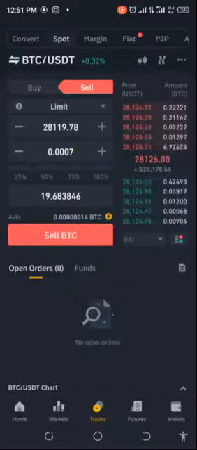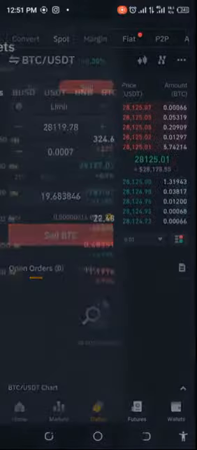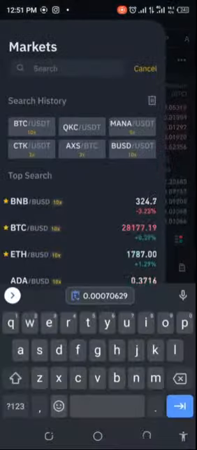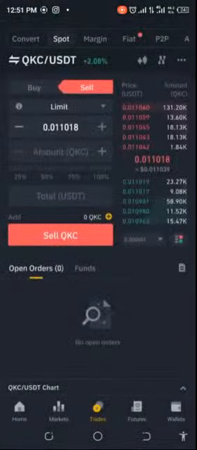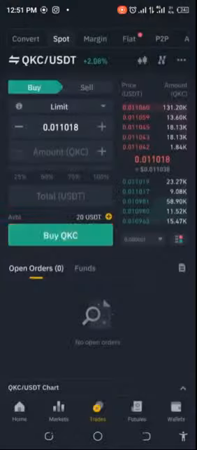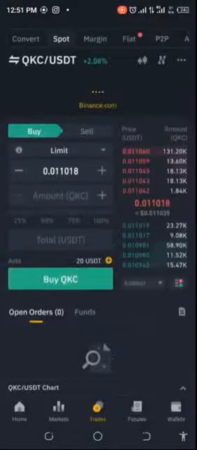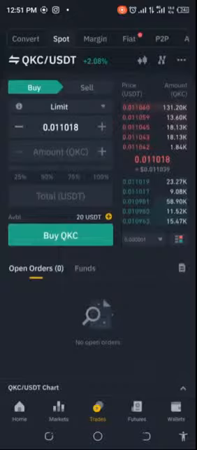So let's go back and retrace our steps back to QKC USDT. I'm doing this so that we can be clear on what we really need to do and what we are deciding to do. What we want to do is buy, but it looks like we're going to have to use a limit order with a slight mix.